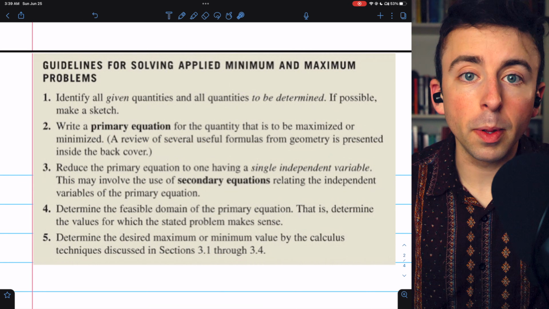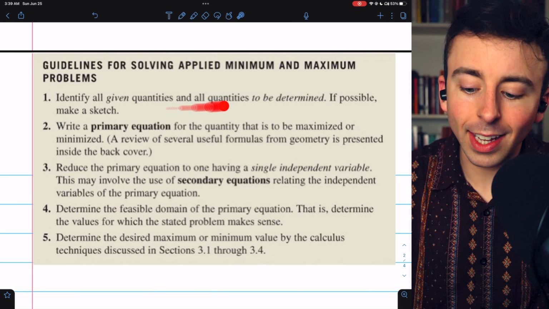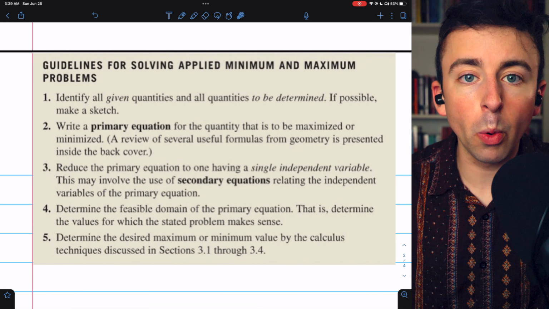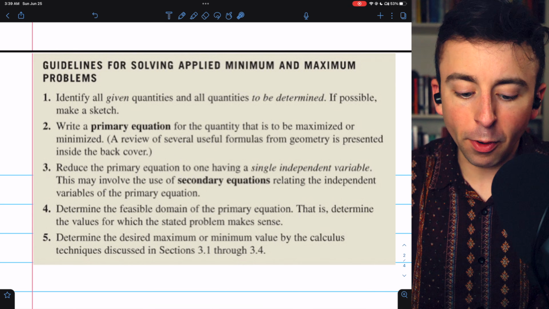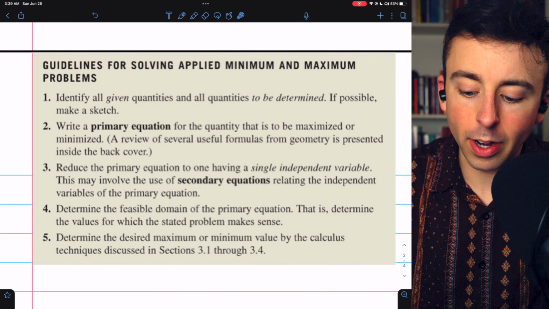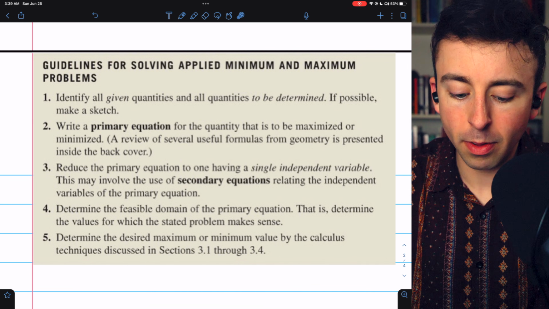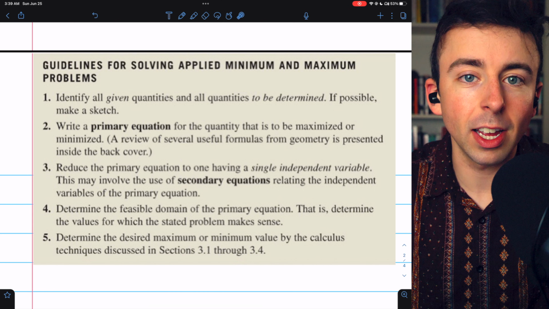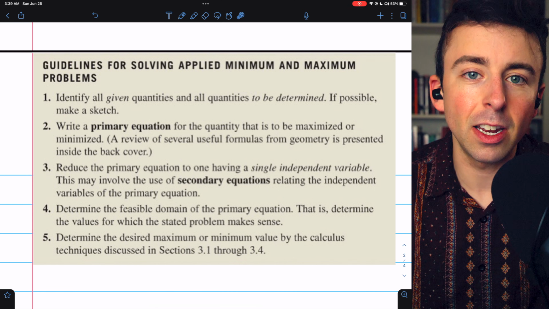That's how you solve an optimization problem. Here's a look at the guidelines from Larson's calculus before we move on to the second problem. The first thing we did was to identify all given quantities and quantities that we don't know. Make a sketch if possible. In the first example, we were given a picture, so we didn't need to make a sketch.